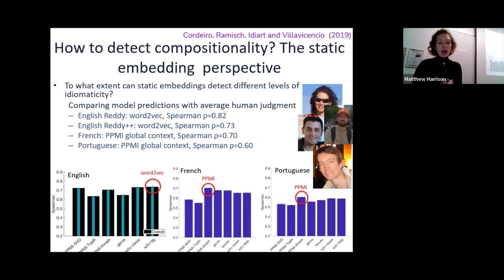Interestingly enough, the model that did better for English, which was Word2Vec, was not the one that did better for Portuguese and English. So for Portuguese and English, we took a traditional model developed in the 90s, 2000s, and it was the one that did better. So for an old timer like me, it's actually quite nice to see that the traditional models still do well.